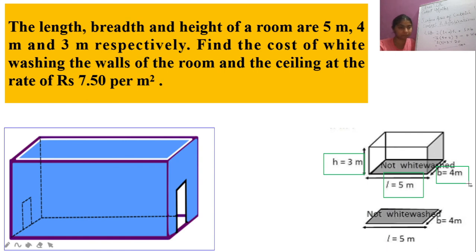So don't consider this as only the lateral surface area, because we have calculated the area of the 4 walls along with the ceiling, so 4 walls and ceiling. Yes, what do we get? Answer, yes, we get 74 meter square. Okay students, very good.